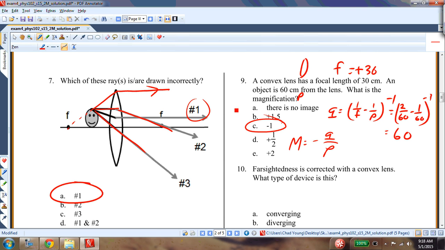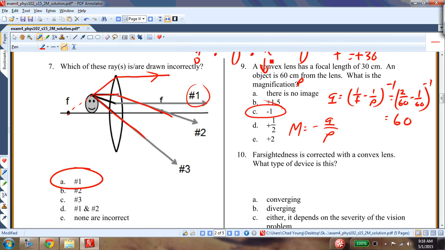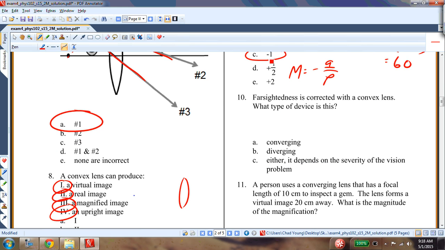And look, this is just like our previous problem. If I think about this convex lens, its focal length is 30 centimeters, and I have the object outside the lens. That means that the image is going to be inverted. That's going to be negative. Farsightedness is corrected with a convex lens.